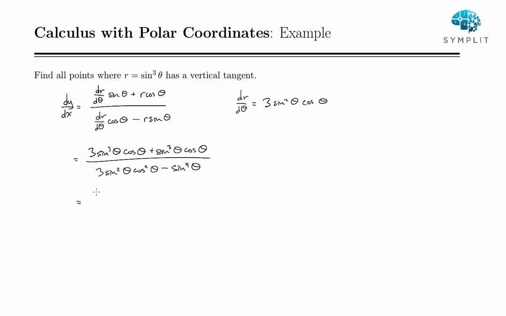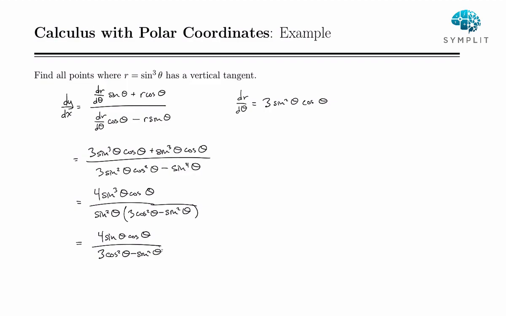So our numerator is just 4 sine cubed of θ cosine of θ. Our denominator, we can factor out a sine squared of θ, and we're left with 3 cosine squared θ minus sine squared θ. We can cancel out 2 of the sines. We have 4 sine θ cosine θ over 3 cosine squared θ minus sine squared θ.